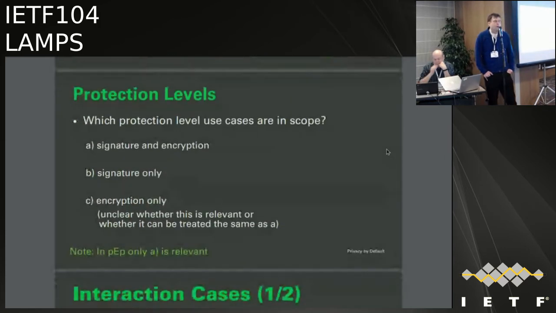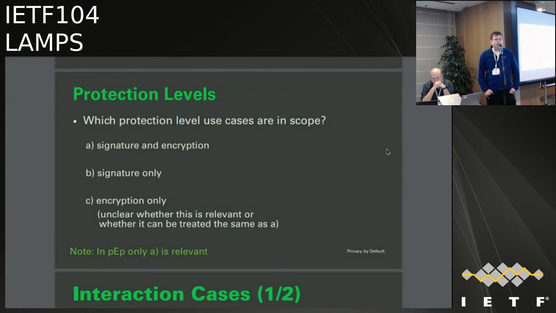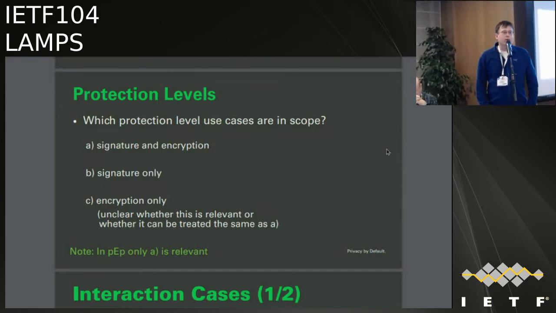Next, please. This is a slide that also requires feedback from the floor. Basically, which protection level use cases are in scope? So we have for sure signature and encryption as a use case. There is probably also a use case for signature only. What is a bit unclear is whether we need to address the encryption-only use case as well, or whether we can consider this the same as the first one, signature and encryption, or whether this needs to be separate, or we can leave that completely out. Are there any comments from you guys?